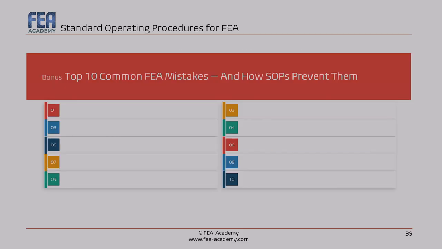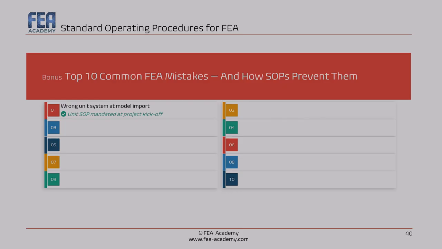This slide is a bonus slide, okay? And it might be the most practically useful one in the deck. I've distilled more than 20 years of reviewing other people's FEA work into 10 mistakes I see every time. Repeatedly, okay? For every mistake, there is a specific SOP that prevents it. This is the payoff. Specific problems, specific solutions. Let's go through them.